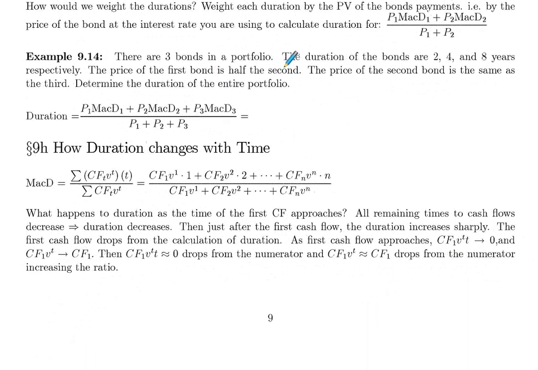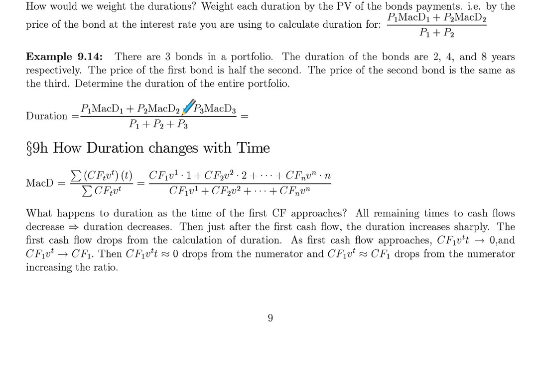Let's say that we've got 3 bonds in a portfolio. The durations of these bonds are 2, 4, and 8 years, respectively. And we know that the price of the first bond is half the second, and the price of the second bond is the same as the third. Let's determine the duration of this entire portfolio. Okay, so duration is going to be the price-weighted average of the durations of the individual securities. So we're going to take the first price times the first duration, second price times the second duration, third price times the third duration, divide by the total prices.